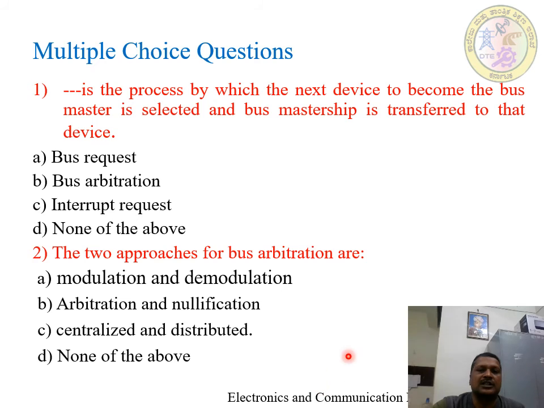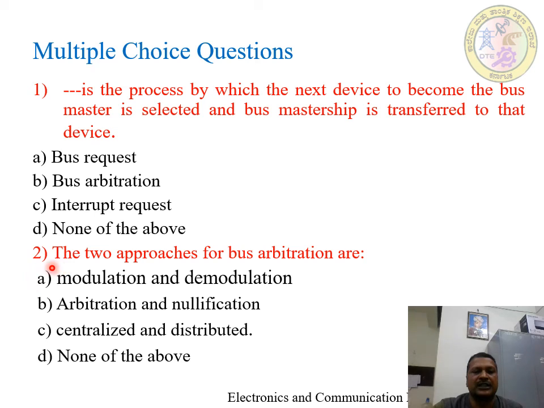Now, to enhance understanding, we have come up with some multiple choice questions. Dash is the process by which the next device to become bus master is selected and bus mastership is transferred to that device. With the concept of bus master, we have seen the conflict is resolved. The scheme is called bus arbitration.